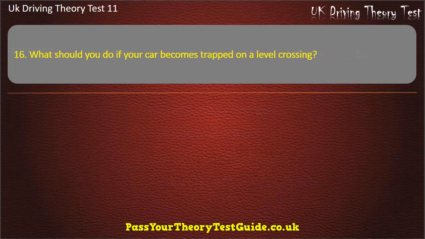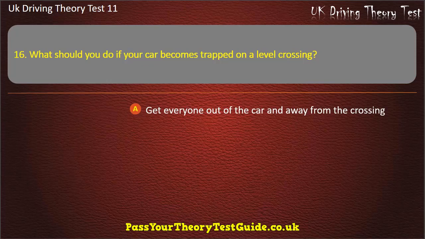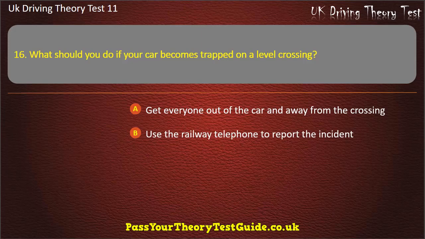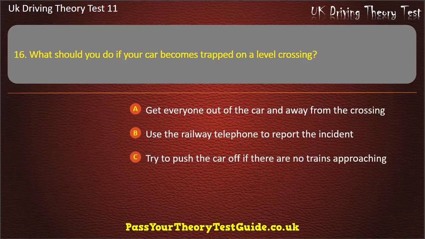Question 16. What should you do if your car becomes trapped on a level crossing? Get everyone out of the car and away from the crossing. Use the railway telephone to report the incident. Try to push the car off if there are no trains approaching. All of the above. Answer. All of the above.